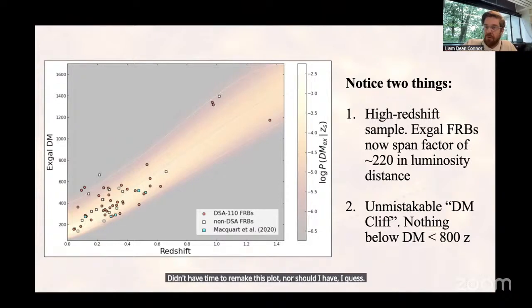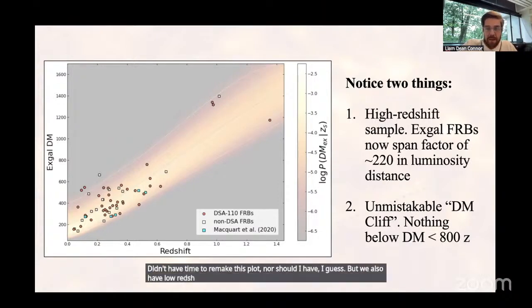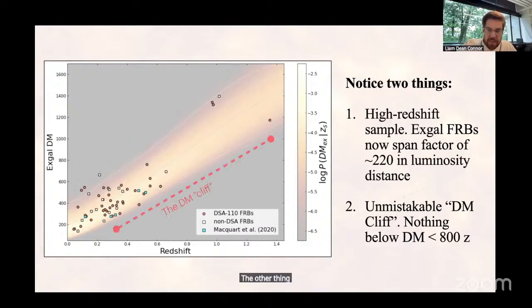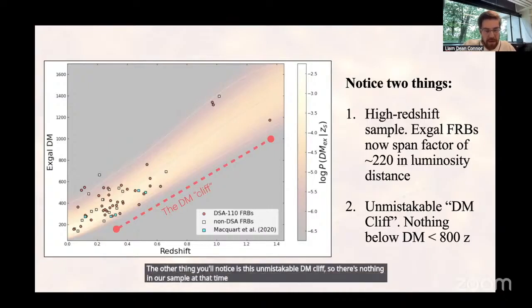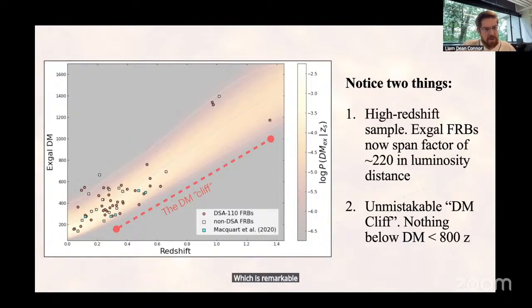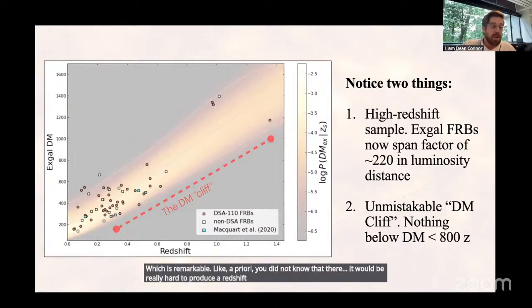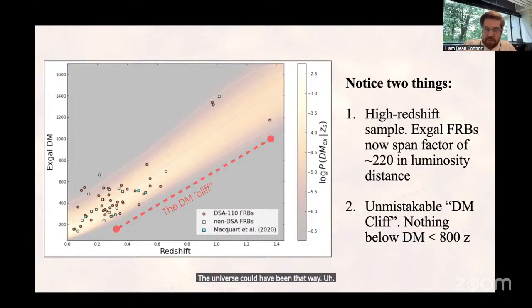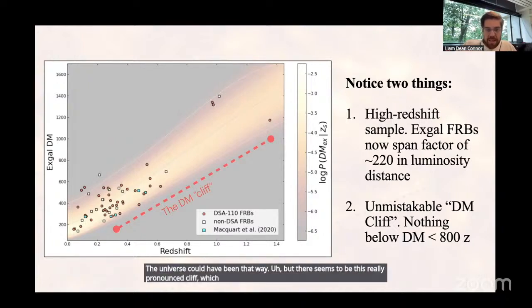But we also have low redshift FRBs spanning a total luminosity distance of 220. The other thing you'll notice is this unmistakable DM cliff. There's nothing in our sample below a DM of 800 times redshift, which is remarkable. A priori, you did not know that it would be really hard to produce a redshift 0.6 FRB with a DM of 300. The universe could have been that way. But there seems to be this really pronounced cliff, which tells us that the baryon cosmic web is relatively smooth.